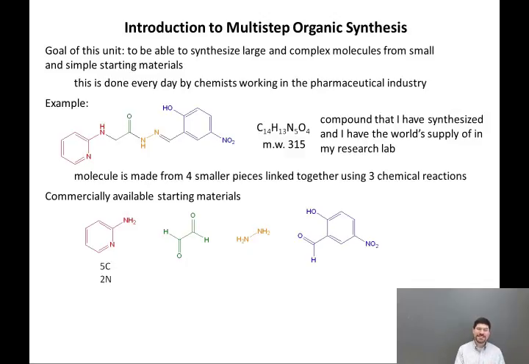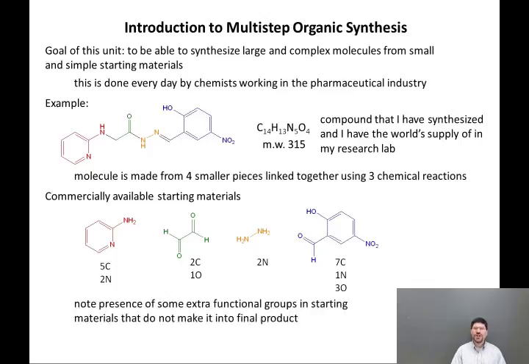So the red piece, we're only going to count the non-hydrogen atoms here. The red piece contributes 5 of the carbons and 2 of the nitrogens of what ends up in the final structure. The green piece contributes 2 carbons and 1 oxygen into the final structure. The yellow piece contributes 2 nitrogens, and the blue piece contributes 7 carbons, 1 nitrogen, and 3 oxygens.